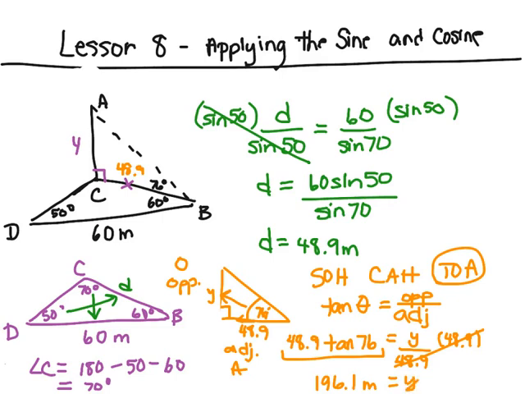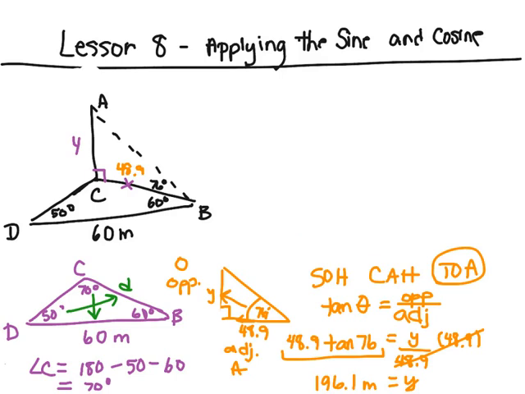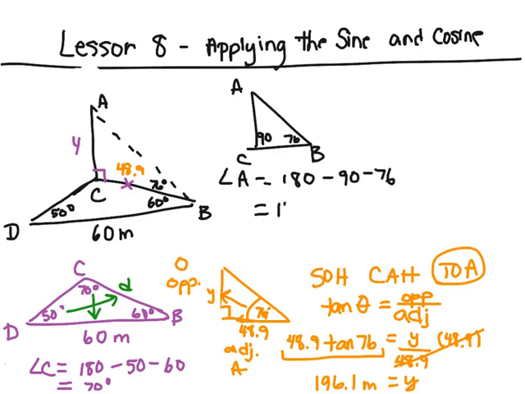Now, you don't have to use the primary trigonometric ratios. You could also just use the sine law. Either way is fine. If you wanted to do the sine law, I will show you that right now. So we have the big triangle here, A, C, B. We know that this is 90 degrees, this is 76 degrees, so angle A would be 180 minus 90 minus 76, which is 14 degrees. And we know this is 48.9.